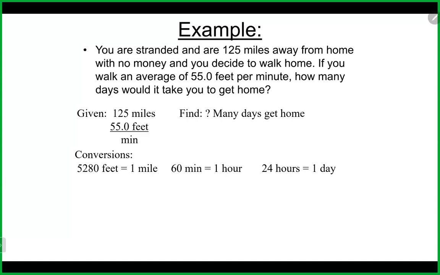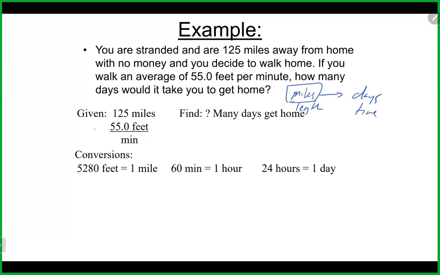Okay, so let's take a look at this one. We want to go 125 miles. We're walking at 55 feet per minute, and we want to know how many days. So we basically want to go from miles to days. Those are 2 different types of units, right? So that's basically a length or a distance, and where we want to end up is time.